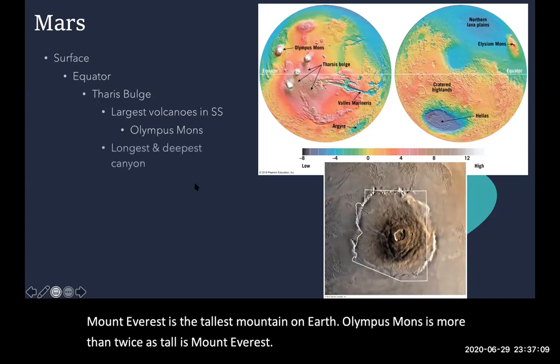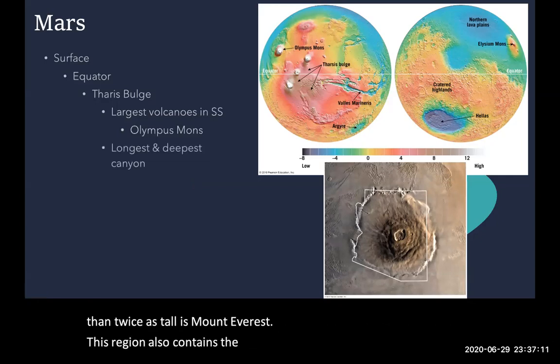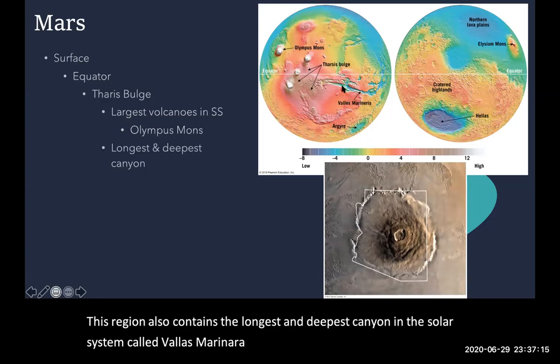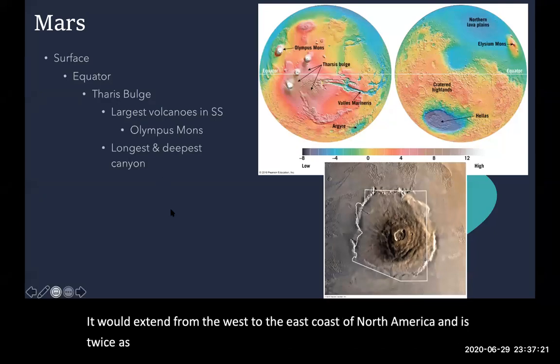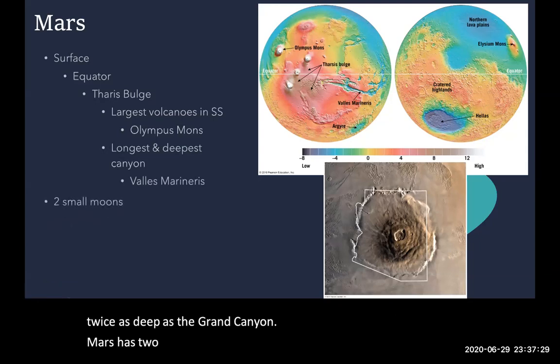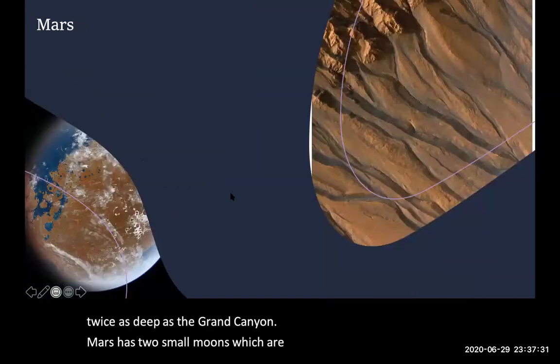This region also contains the longest and deepest canyon in the solar system, called Valles Marineris. It would extend from the west to the east coast of North America and is twice as deep as the Grand Canyon. Mars has 2 small moons, which are probably captured asteroids.